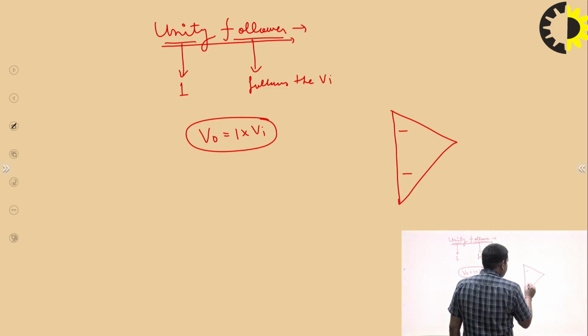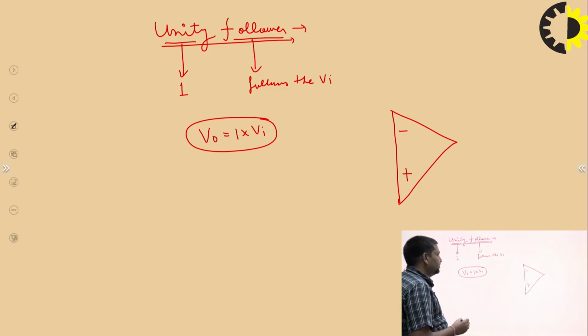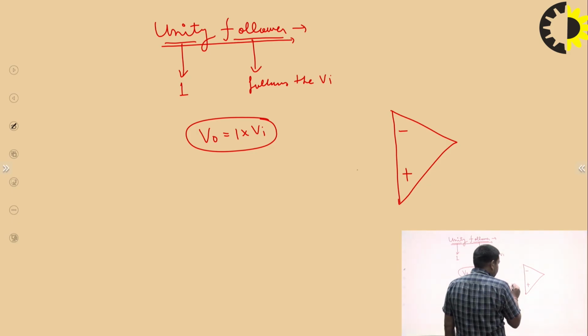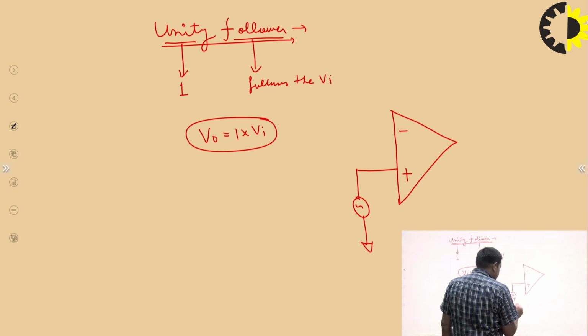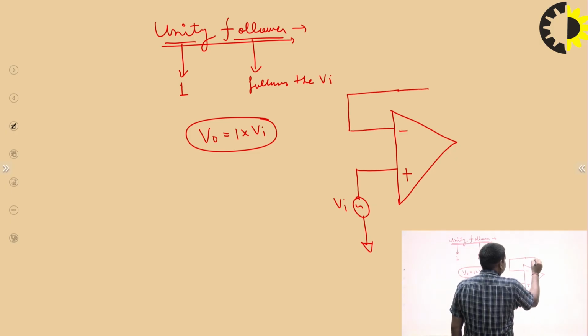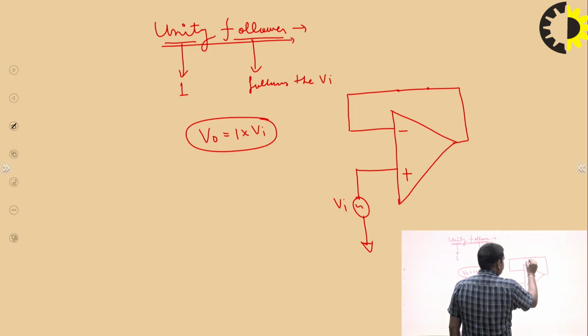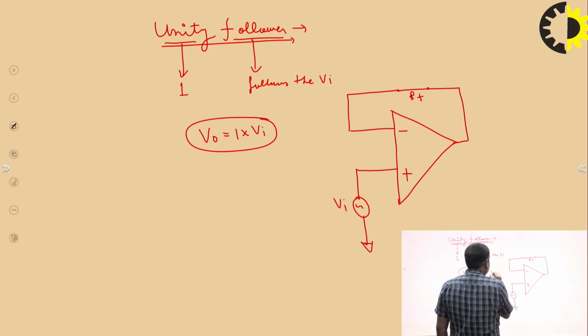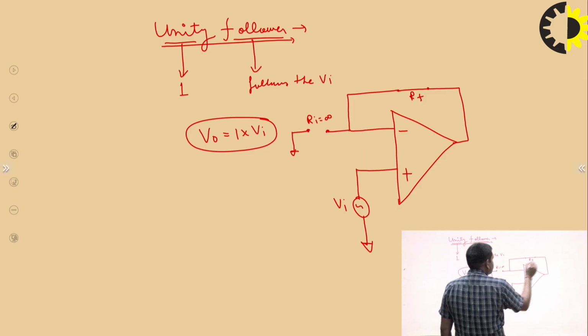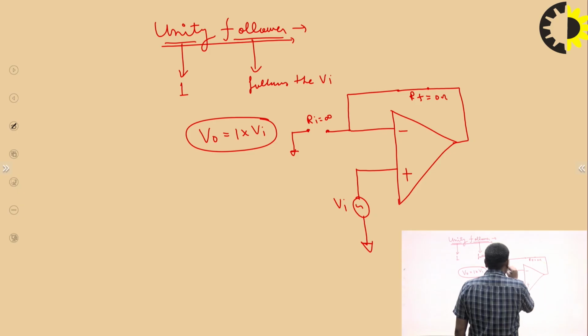We design a unity amplifier by using the non-inverting amplifier. How? You have to just see that. First, we apply the input voltage at the non-inverting terminal. This is the feedback resistance, and this is the input resistance. This one is grounded. Ri should be infinity in this case, and RF should be 0 ohm in this case.